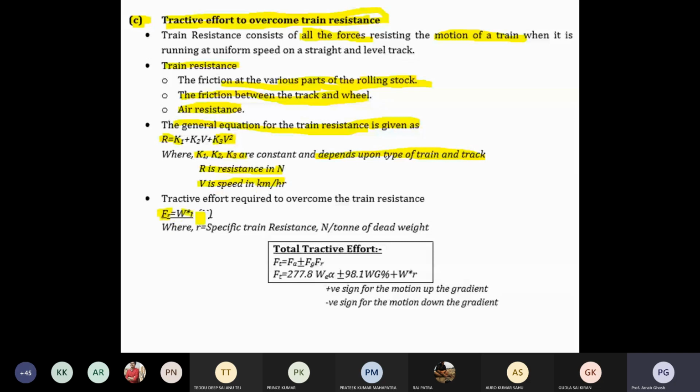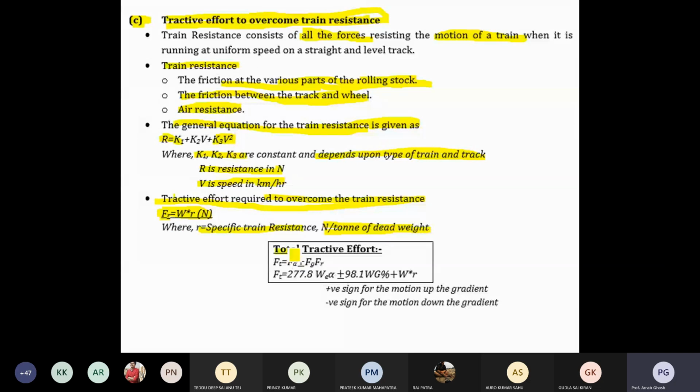So that R value we have to calculate here. Then you get the value of Fr in Newtons, the tractive effort required to overcome the train resistance. Okay, so that portion is Fr, where R is the specific train resistance and N is the tons of dead weight.